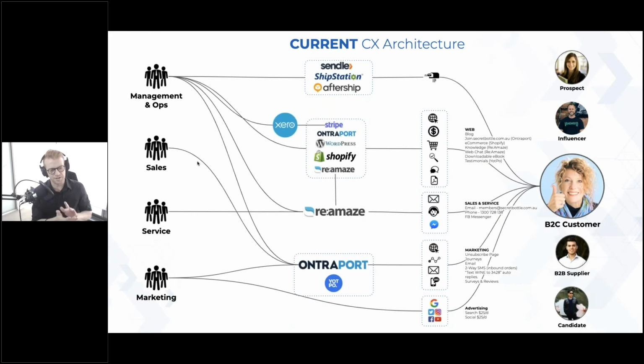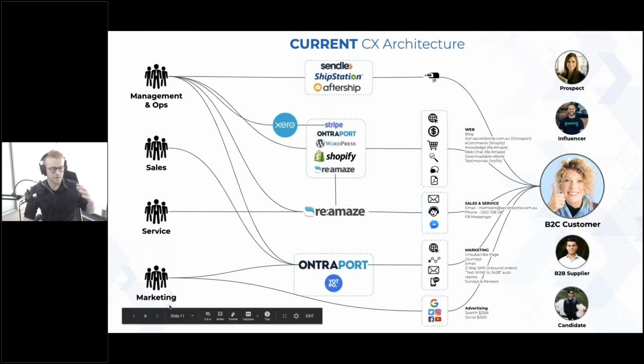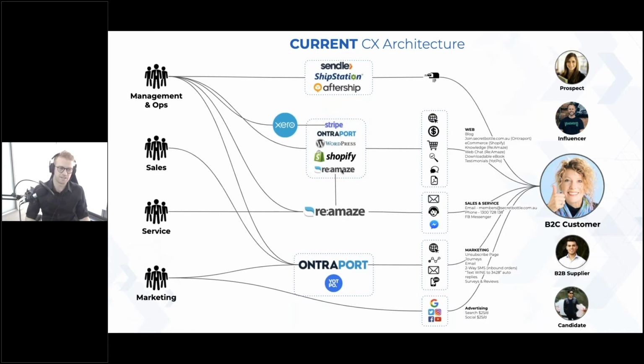Great, and so this is the CX architecture. We designed this last week in that session. And just to recap, on the left, we've got management, sales, service, marketing, four major areas. Most companies have this structure or something similar. In the middle, we have some fulfillment software that he uses, Xero, connected to Stripe and Entreport on his website, WordPress, Shopify, Reamaze, connected to Reamaze.